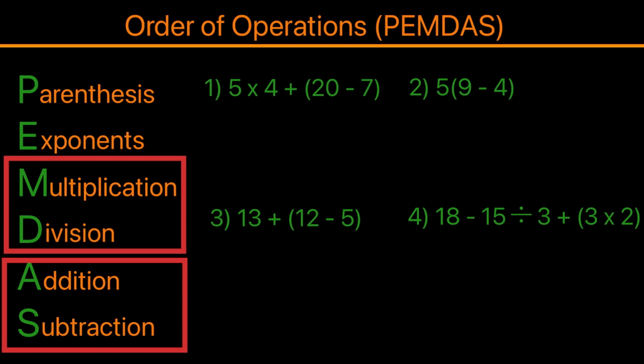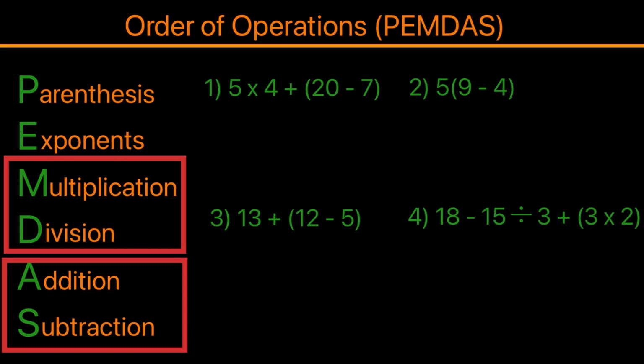and S for subtraction. Now notice that multiplication and division are boxed together. The reason for that is multiplication and division are on the same level, so you can multiply or you can divide based on the order of the equation. And the same way for addition and subtraction, you could add them or subtract them in the order that they come in. So when we look at an equation, we want to go down the list.